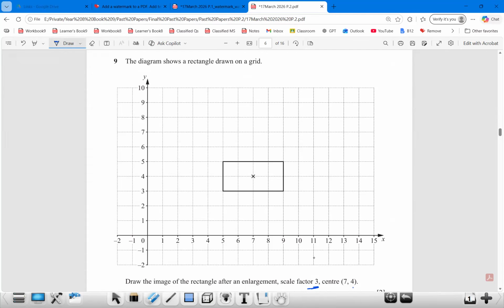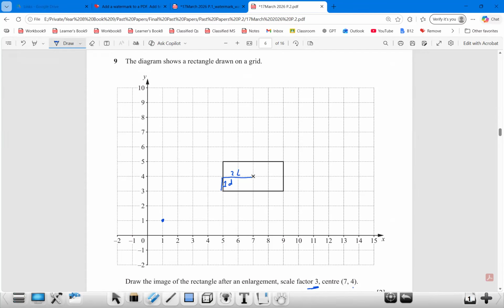Scale factor 3, then triple them. Instead of 2 left, 1 down, it will be 6 left, 3 down. So here: 1, 2, 3, 4, 5, 6 left, 3 down. 1, 2, 3. So it's here, Mister. Perfect.